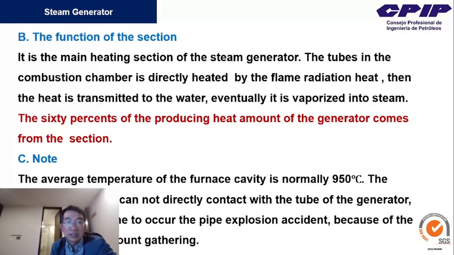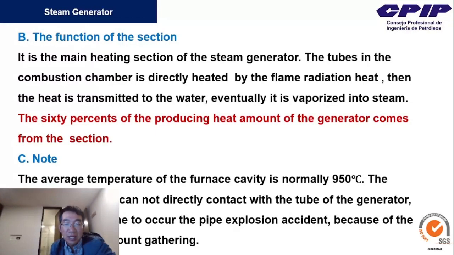The function of the section: it is the main heating section of the steam generator. The tubes in the combustion chamber are directly heated by the flame radiation heat. Then the heat is transmitted to the water. Eventually, it is vaporized into steam. 60% of the produced heat amount of the generator comes from this section.